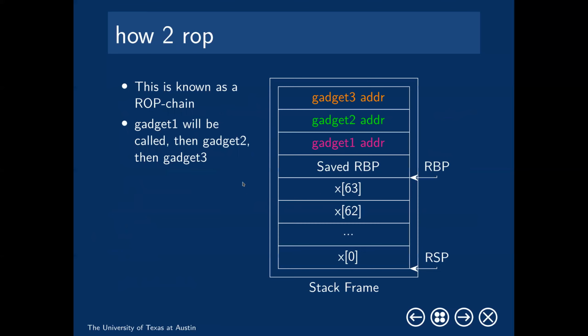So here's a picture of this. This is called a ROP chain. If we had 3 arbitrary gadgets, we could just put them in a row in our buffer overflow, and then we would call gadget 1, gadget 2, and then gadget 3, and we can chain these together to do very small computations, but not anything super interesting.